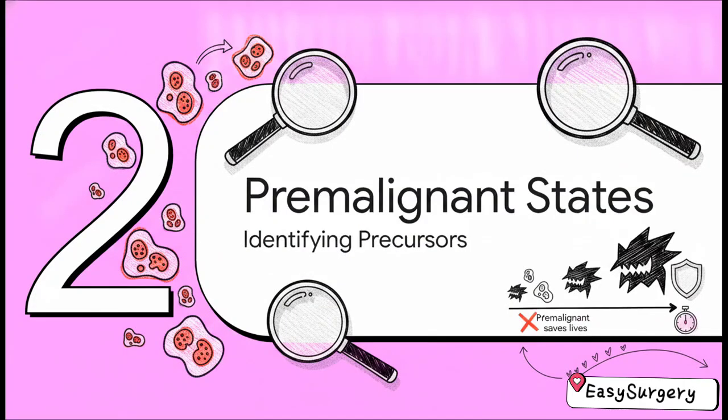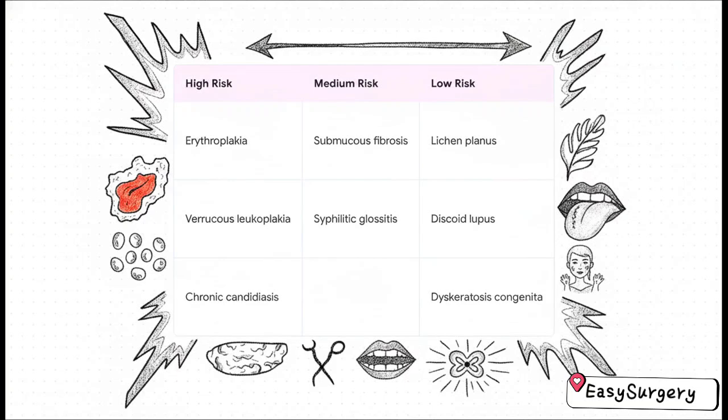Moving right along to Section 2, premalignant states. We need to catch these before they turn into full-blown malignancies. Okay, this breakdown is pure gold for your exams. It literally forces you to instantly categorize premalignant conditions.